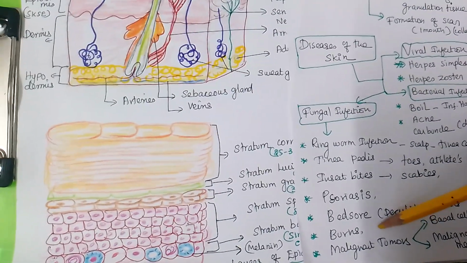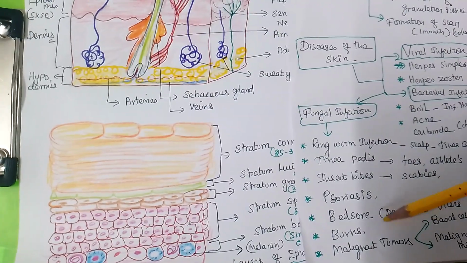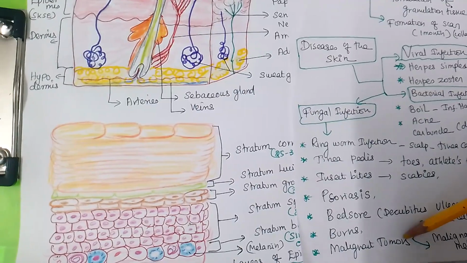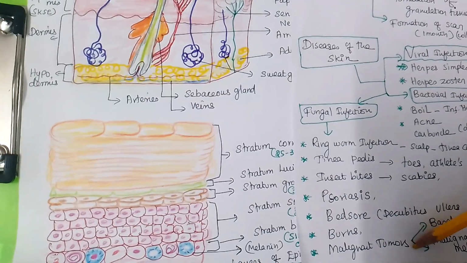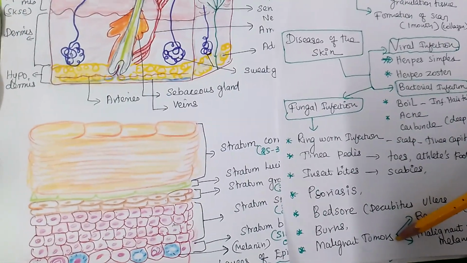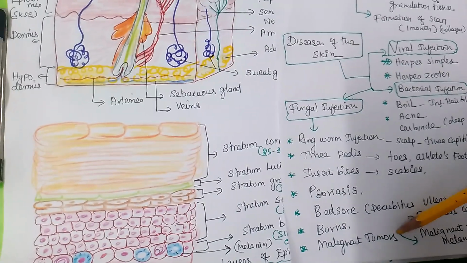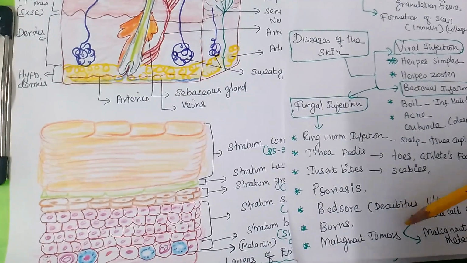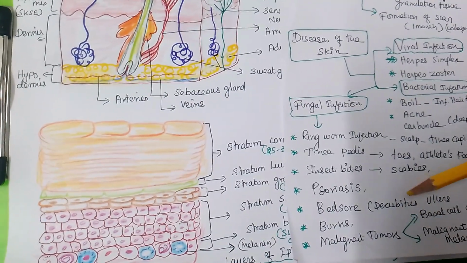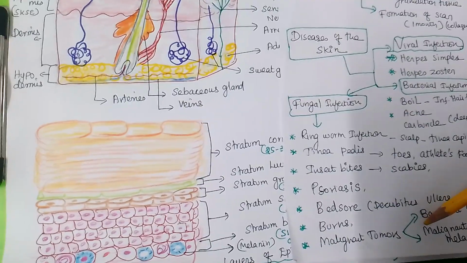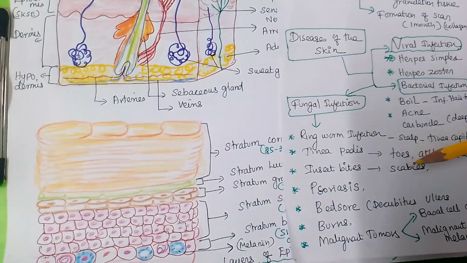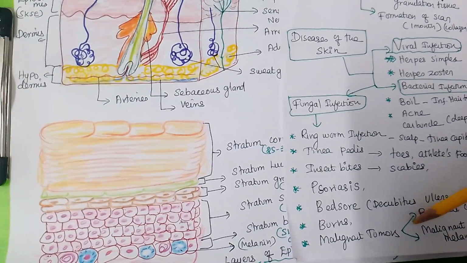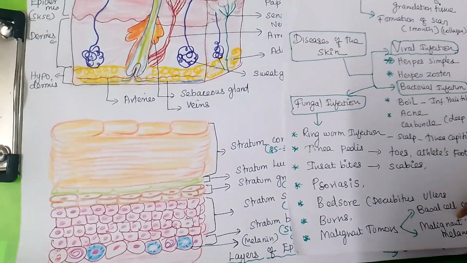Burns are one of the important ones, maybe from acids or chemicals and everything. And most important, though very rare, malignant tumors. Mostly people in our country will not get it, because we have a rich amount of melanin, which prevents skin cancer. White people do get it, but rarely we may also get it. That is called malignant tumors: basal cell carcinoma, malignant melanoma.